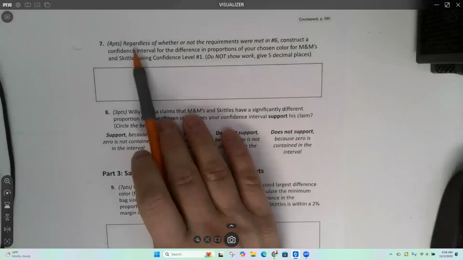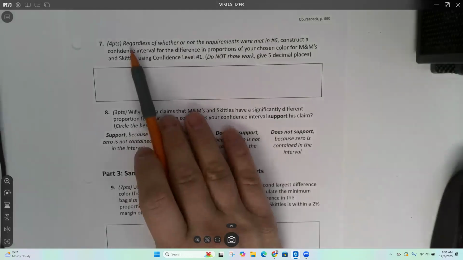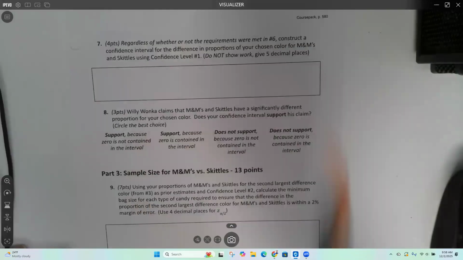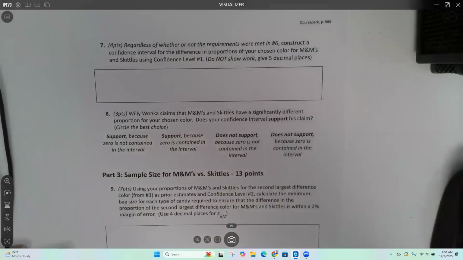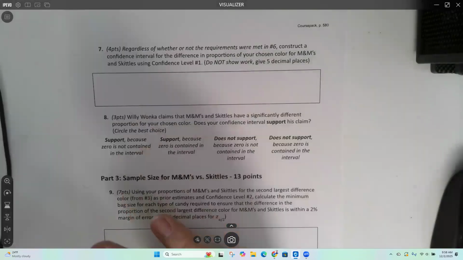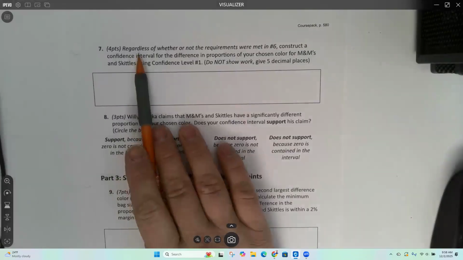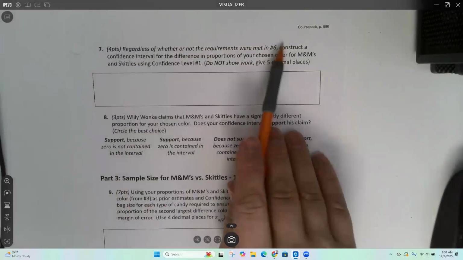But anyway, hopefully we got a couple yeses. Even if you didn't, that's fine, regardless of whether the requirements were met in number six. Okay, so in practice, if we get a no, we would stop there and we would need to go make a bigger sample. Okay, but in this case, even if you did get a no, we'll just push on.